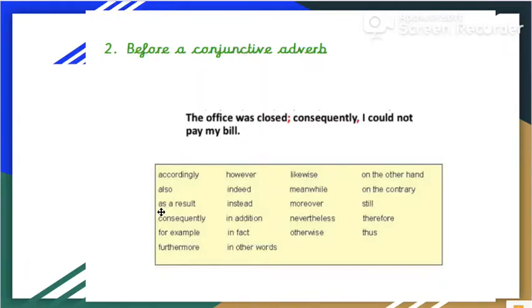So I was thinking maybe as a result. The office was closed; as a result, I could not pay my bill. So giving extra information, the impact that the office being closed has had. Another one that I could use would be therefore. The office was closed; therefore, I could not pay my bill. So for any of those that would fit in this sentence, I would use a semicolon here before the conjunctive adverb.